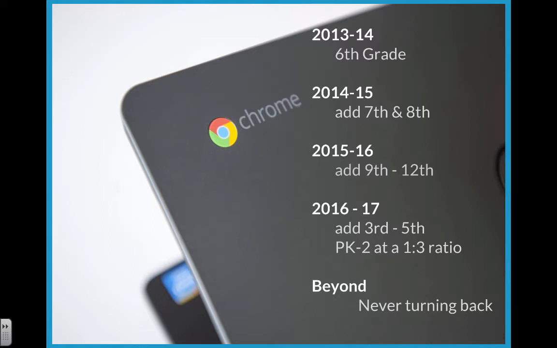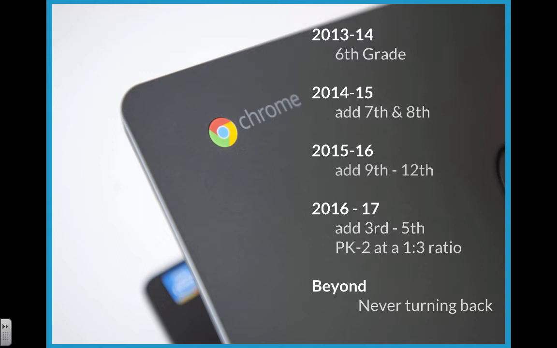So this is a peek at the timeline of NTL and how it's rolled out. We began in middle schools in 2013-14 and added 7th and 8th grade in 14-15. High school went 1-to-1 this year, and in elementary we are in year 0 gearing up to go 1-to-1 in grades 3-5 with Chromebooks and 1-3 with iPads next fall.